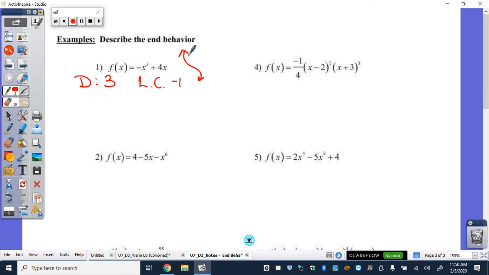So now we just have to get our correct notation for it. My right side is x goes to positive infinity, my graph is going to negative infinity. And this time we have to write f of x because that's what the equation is. Then our left side is x goes to negative infinity, the function goes to positive infinity.